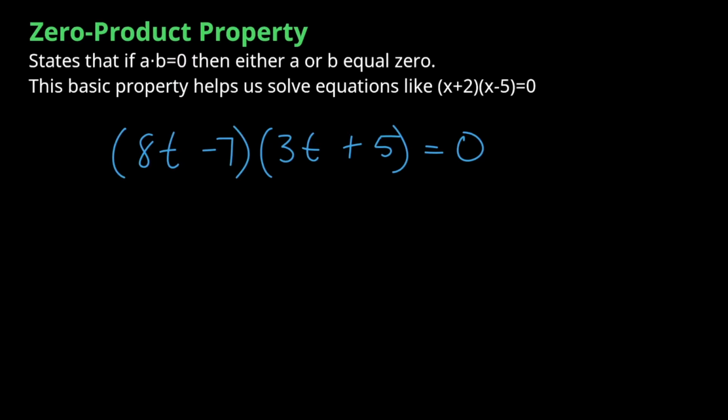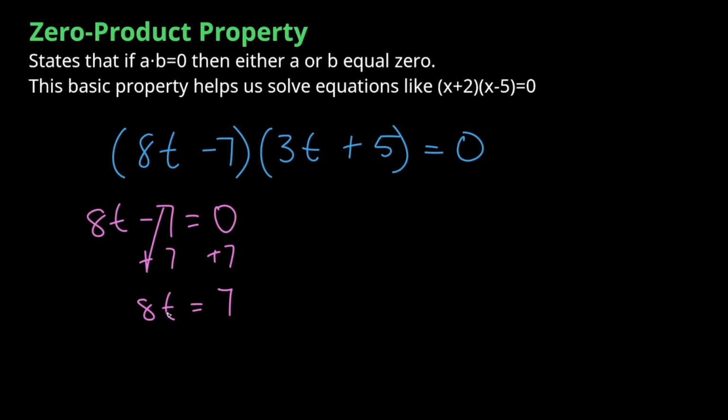So we'll take a look at a second example. We have 3 examples for this. We want to do the same thing. We have this factor times this factor over here equals 0. So we set this factor equal to 0. We have 8t minus 7 equals 0. We want to get 8t by itself, so we can add 7 to both sides. We get 8t equals 7.